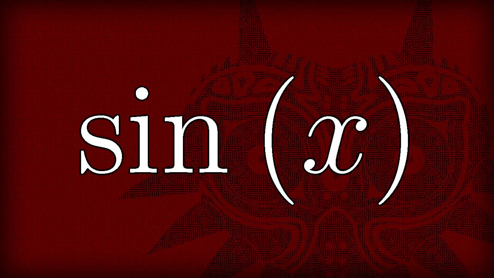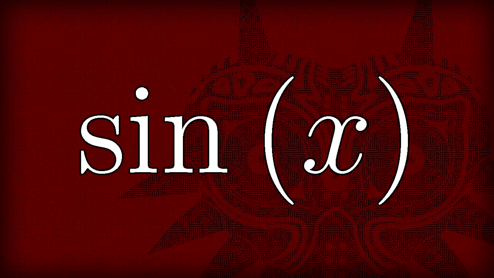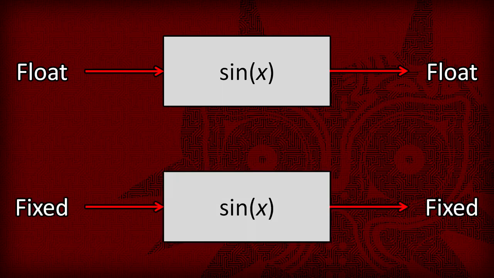Hello everyone. So in this video we're going to look at how we go about calculating the sine function on the Nintendo 64. There are two different algorithms that we'll go over, which use different data types for their input and output. The first will be using floating point numbers, and the second will be using fixed point numbers.